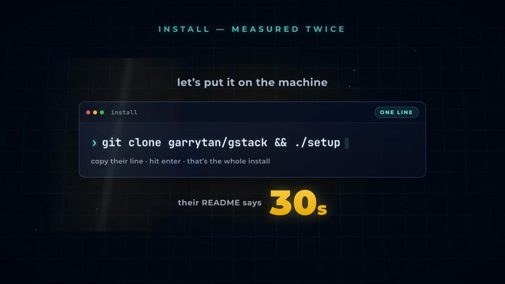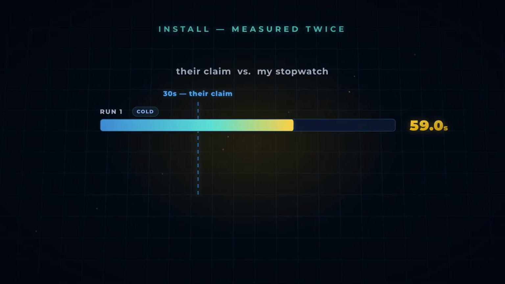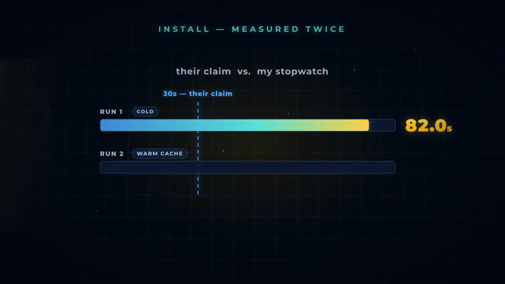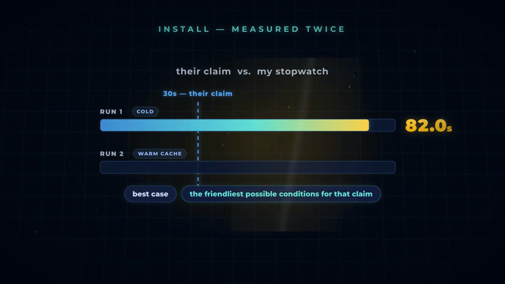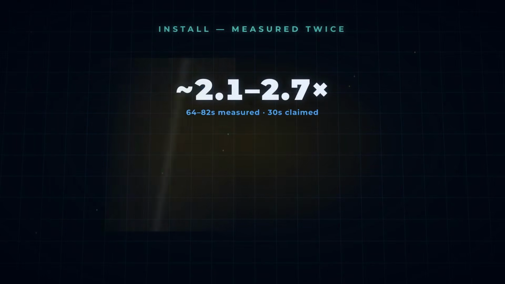The README says 30 seconds, so I timed it twice. First run, cold, 82 seconds. Second run with everything cached, which is the best case, the friendliest possible conditions for that claim, 63.8 seconds. So it's about double what it says on the tin.